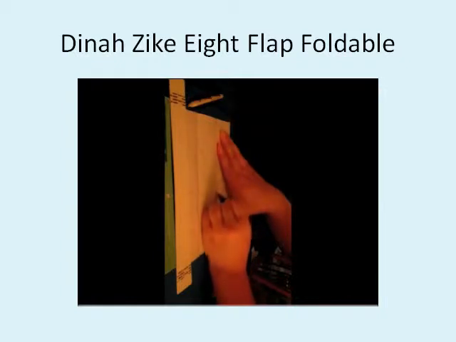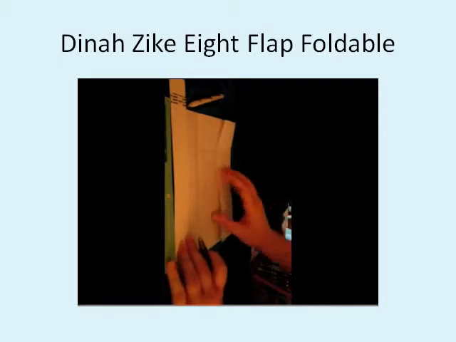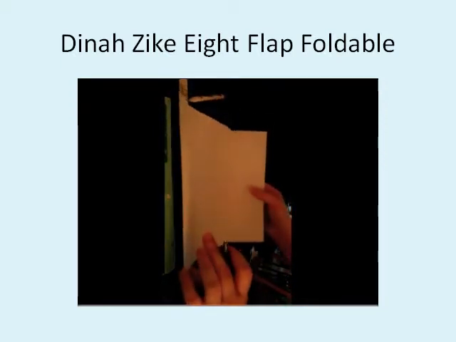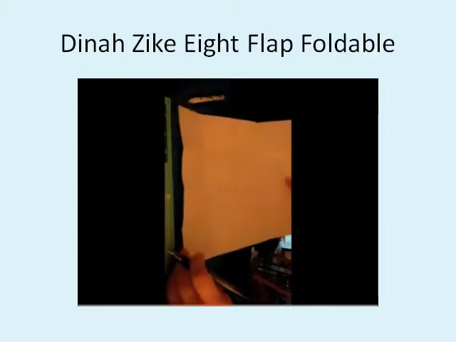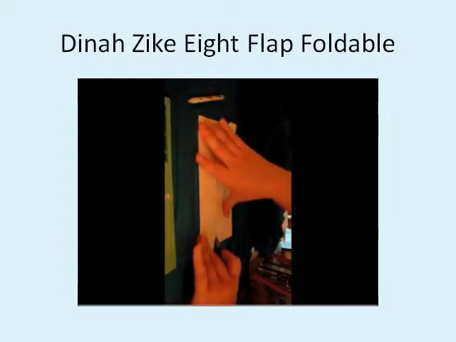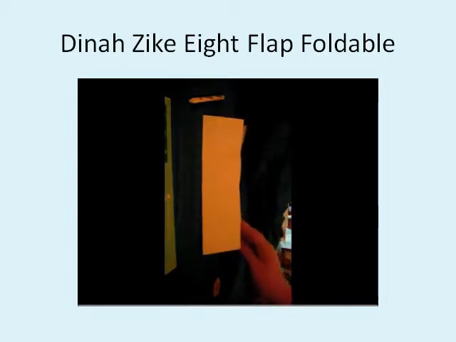Now it's okay if your line isn't perfectly straight. Mine's a little wobbly. And see, when you open it up, you have a line down the center of your page. Alright, now we're going to get the scissors out and we're going to start cutting.